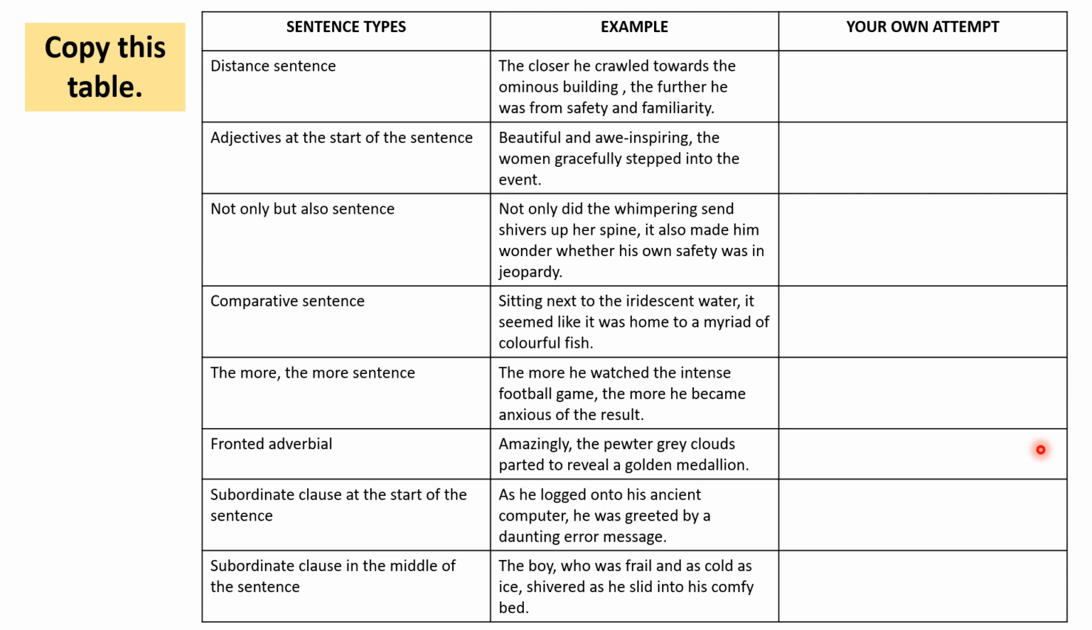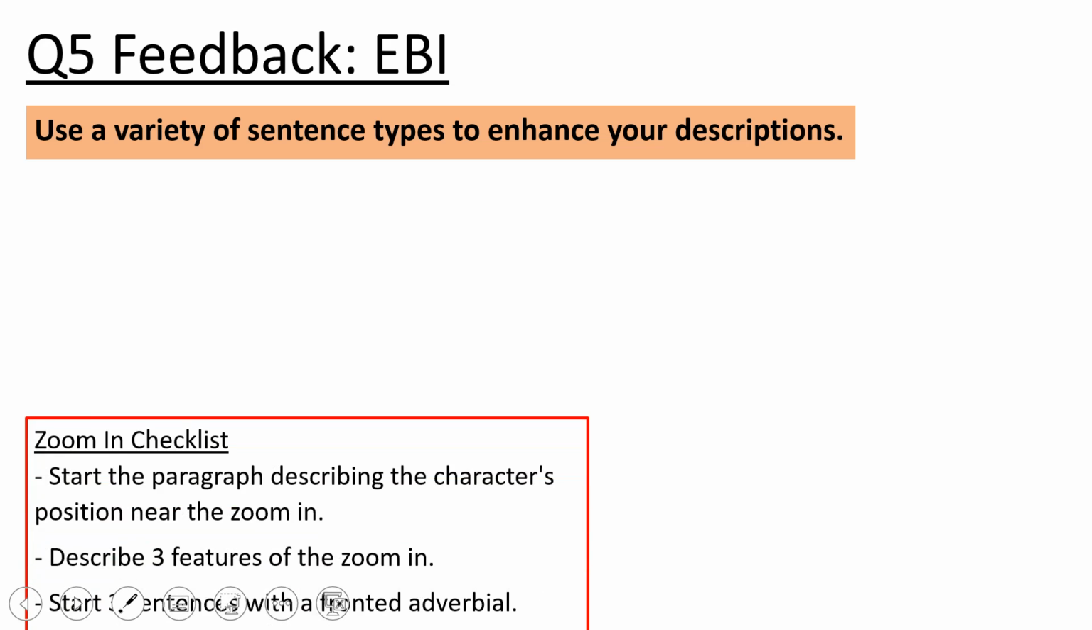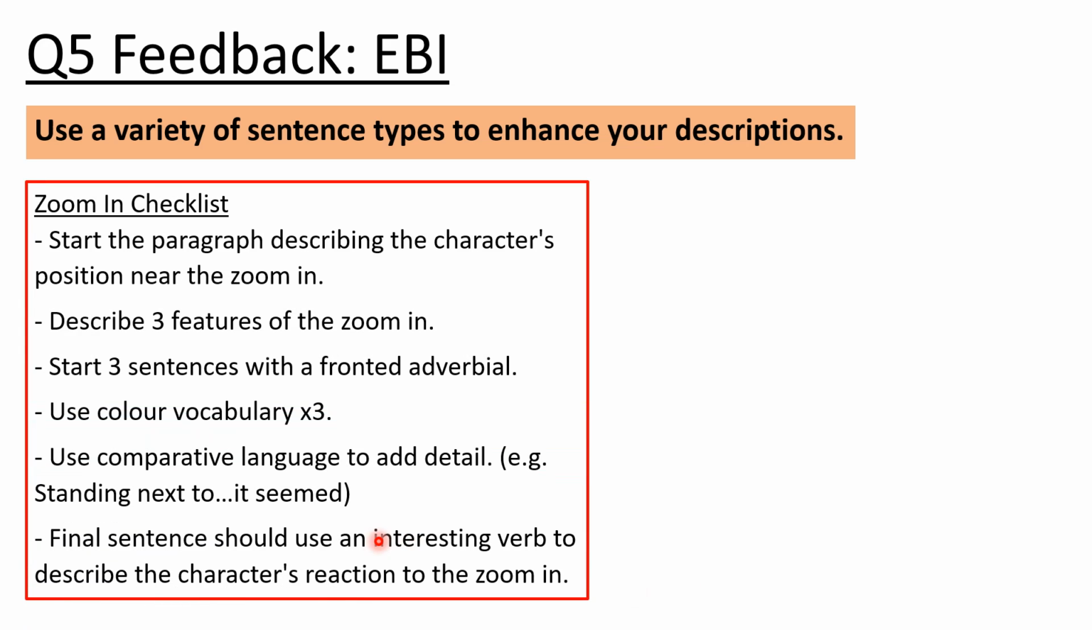Okay, so you should have now got an example of each sentence type based on the image in the do now, which is excellent. But most importantly, how then do we transfer this into a piece of writing to make sure we're using our sentence types for impact, for effect? So I am going to X out and I'm going to write a zoom in checklist based on the image in the do now, to use a variety of sentence types to enhance my descriptions.